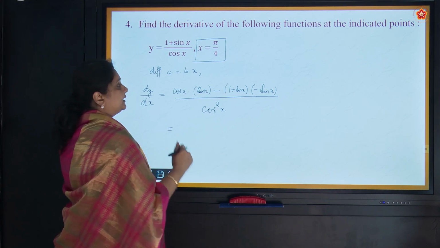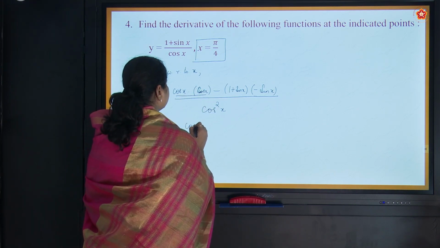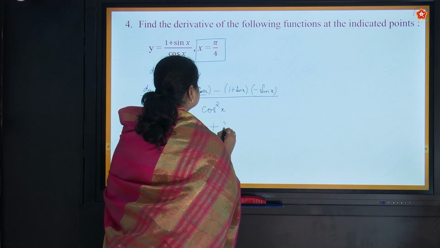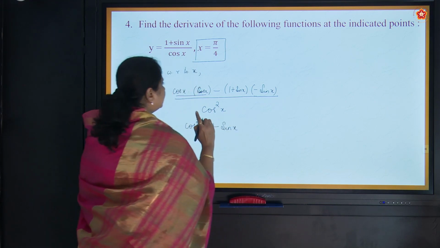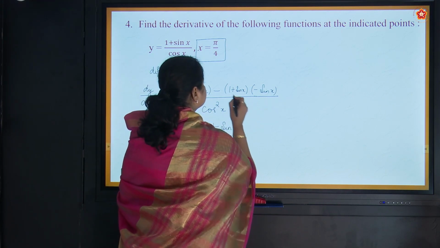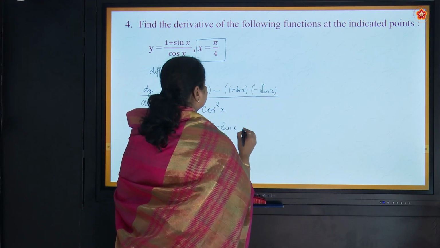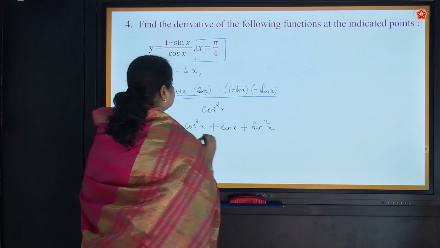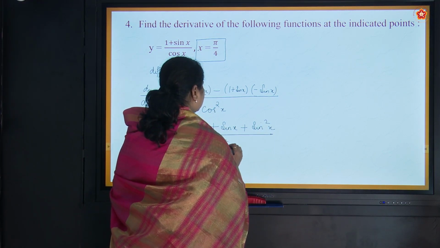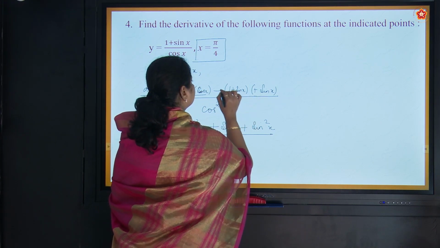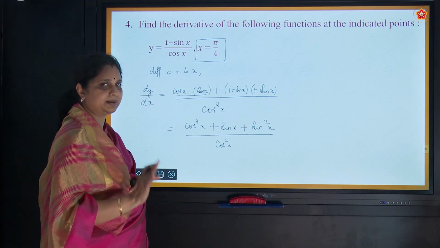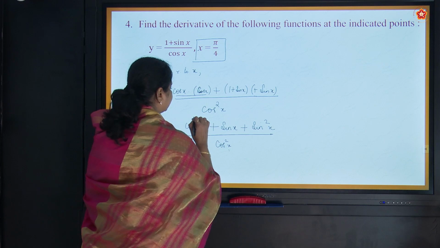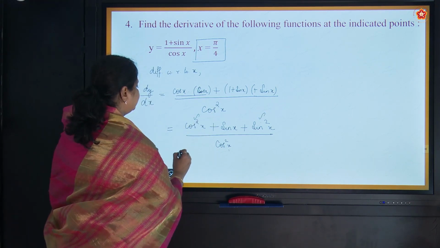I need to rewrite this. So cos x into cos x gives me cos square x. Minus 1 into minus sin x gives me plus sin x. Minus sin x into minus sin x will give me plus sin square x. Divided by cos square x. Here you might change the sign like this and then also you can multiply. It's absolutely up to your convenience. But please don't make mistakes in the signs. Okay, so now let's simplify this.